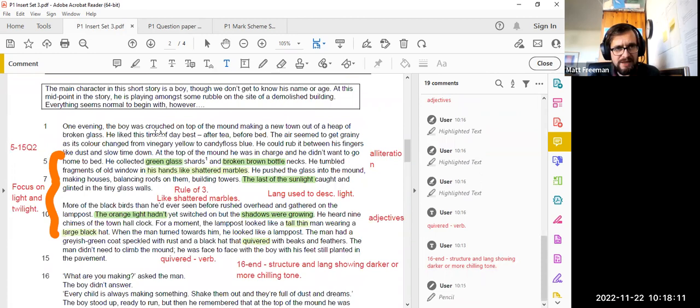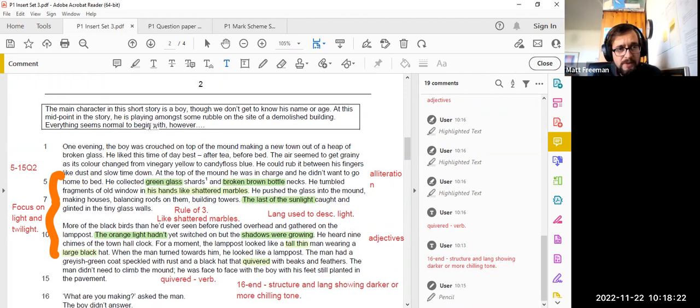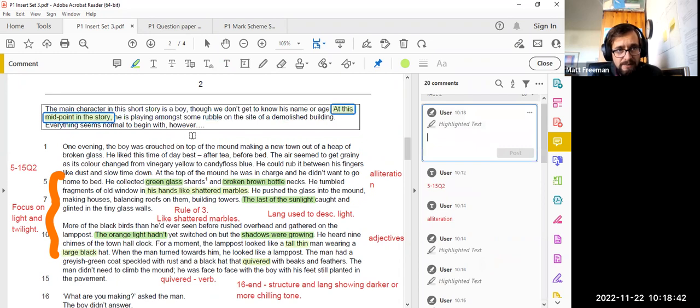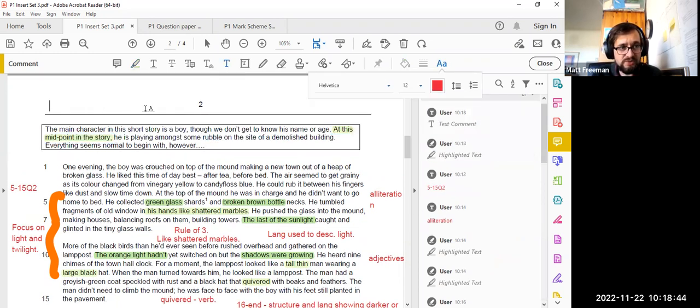So that's taken me maybe, if I wasn't talking through this, I'm up to about 7-ish minutes. So going through again, I'm looking at focus. Now, what I'm going to do as well is read this bit here, and I'm going to read it with what we learned about Freytag's pyramid in mind. So the main character of the short story is a boy, though we don't yet get to know his name or his age. At this midpoint in the story, what do we know about midpoints in the story? This is the climax or main event.